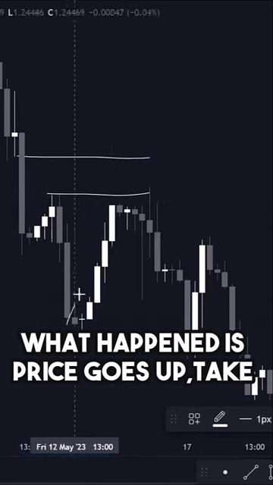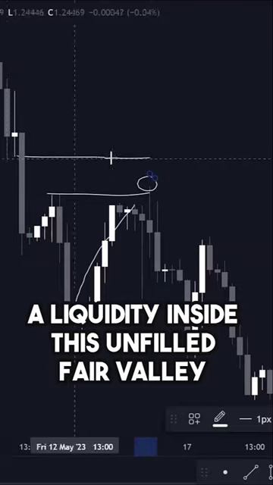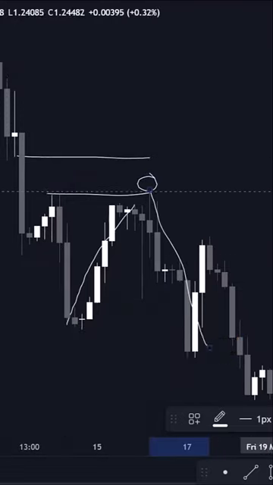What happened is price goes up, takes the liquidity inside this unfilled fair value gap, and started to go down.